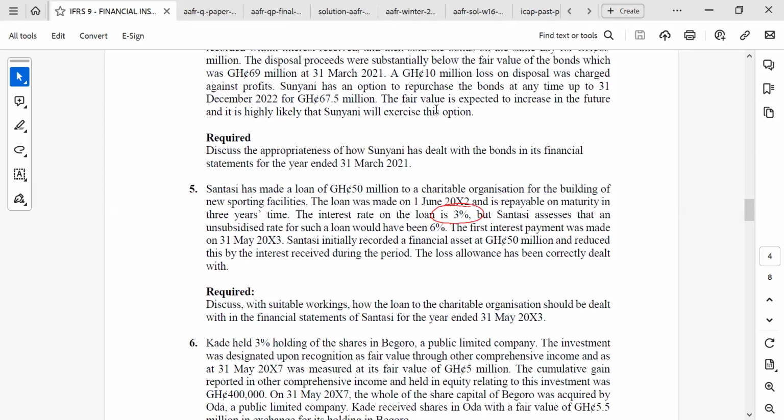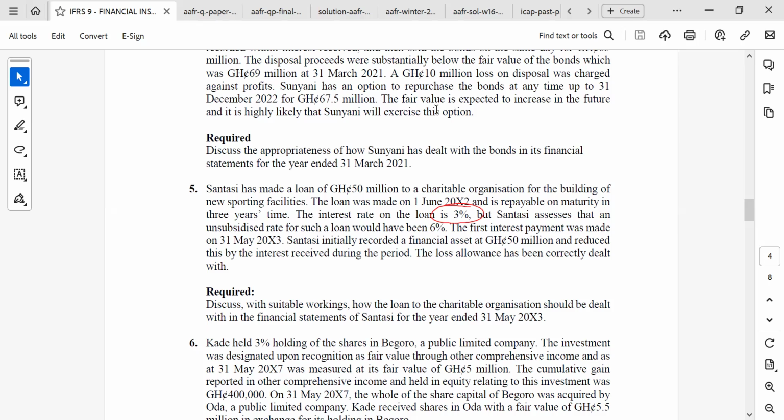That is the first cash flow. At the end of the third year, what will happen? They will pay the 50 million back. So the cash flows are the yearly interest and also the principal payment at the end of the third year. So a loan to a charitable organization should always be measured at fair value. And fair value means the present value of all the cash flows, or their market value.